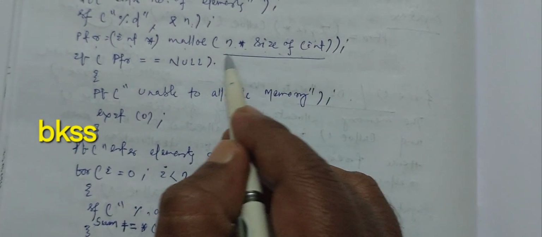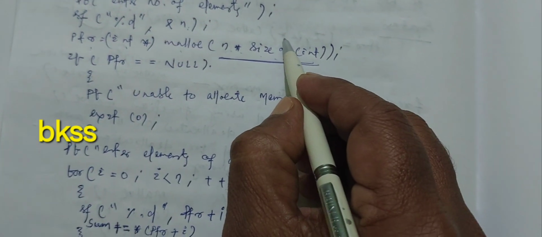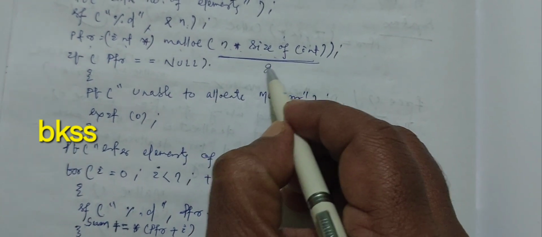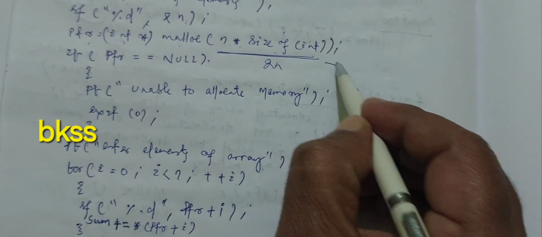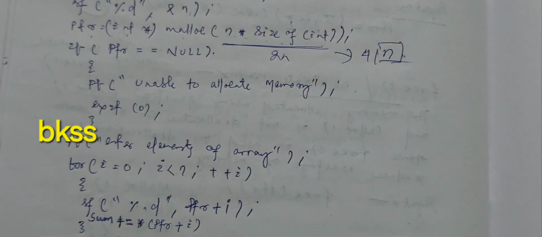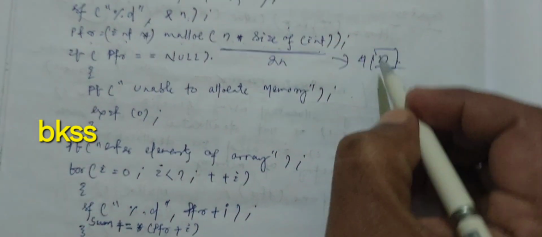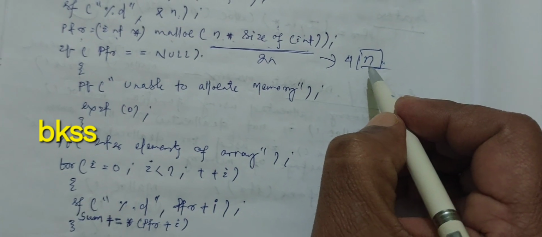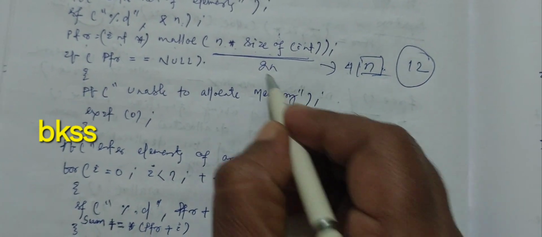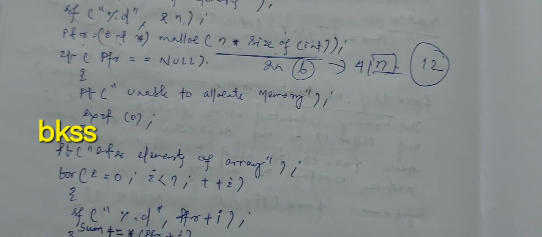Suppose it is a 32-bit machine, so this will be 2n. Suppose it is a 64-bit machine, this will be 4n. n is dynamic, any number you want. Suppose we take 3 numbers for addition, so it will be 12; 12 bytes will be reserved. Here, 6 bytes will be reserved.